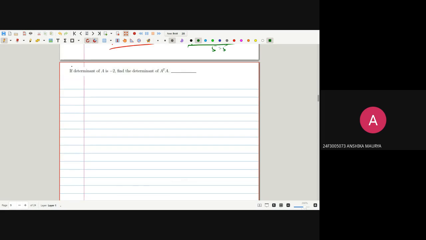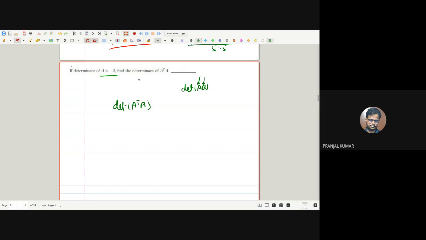Yes, sir. Now determinant of A is minus 2. They are asking the determinant of A transpose A. So you know that this is the property, right? Determinant of AB, given that A and B are both invertible. See, first of all, you should be able to read maths language. Don't directly jump into, okay, I know that determinant of A is minus 2, and determinant of A transpose is the same as determinant of A, so in that case it would be 4. That is correct.